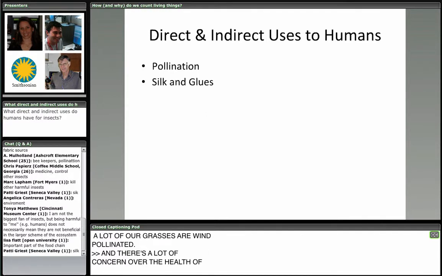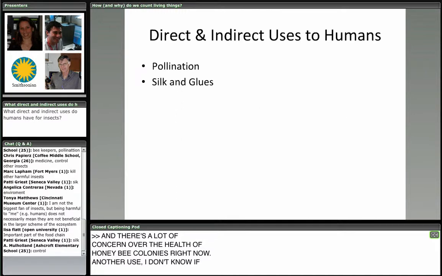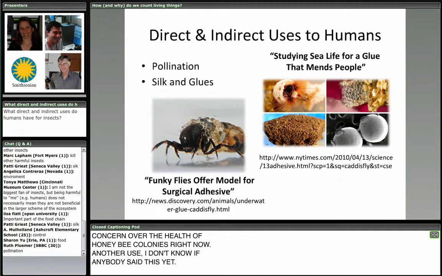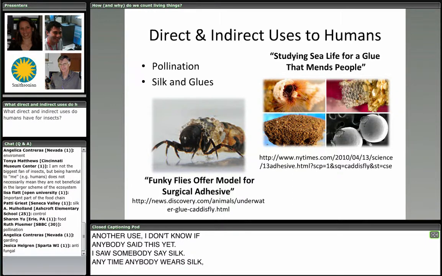Another use, I don't know if anybody said this yet. Oh, I saw somebody say silk. Yeah, so anytime anybody wears anything with silk, this is of course from an insect. And there's also been some research done lately on the group of insects I studied for my dissertation, caddisflies, by my colleague out at the University of Utah, Russell Stewart. And he's looking at caddisflies and also a marine worm that lives in the ocean, using their secretions as glues.